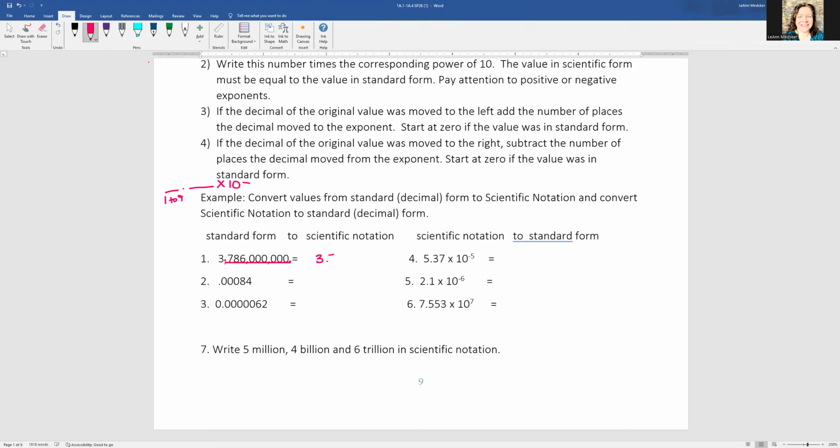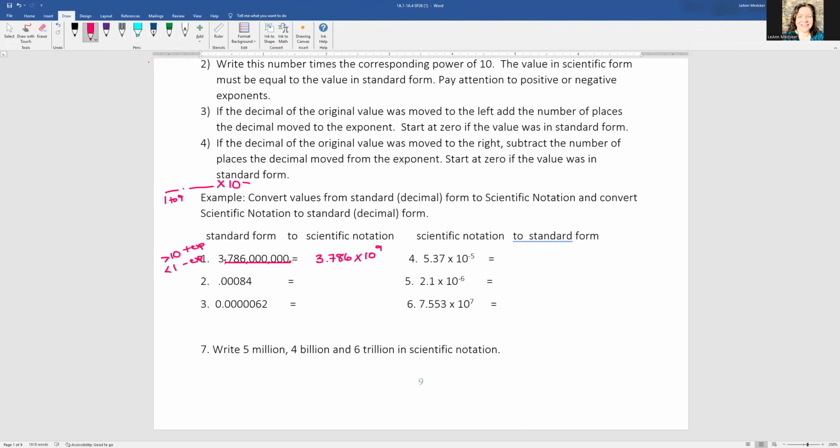So that's going to be 3.786. And then remember I said, don't worry about if you're moving left or right when you're going to scientific notation. The rule is generally if your number is greater than 10, then you're going to have a positive exponent. If your original number is less than 1, you're going to have a negative exponent. So we moved 9 places, so that's going to be our power. And because our original number was way bigger than 10, it's going to be a positive exponent.